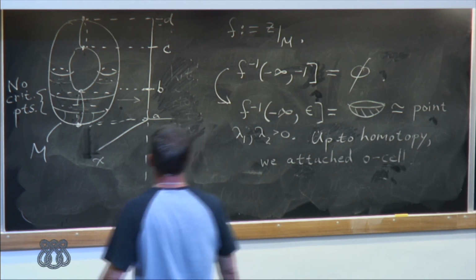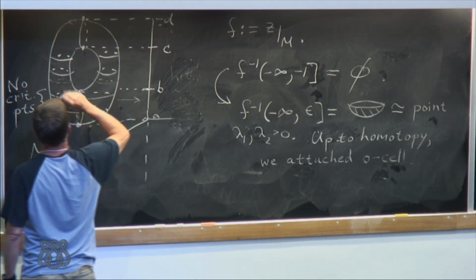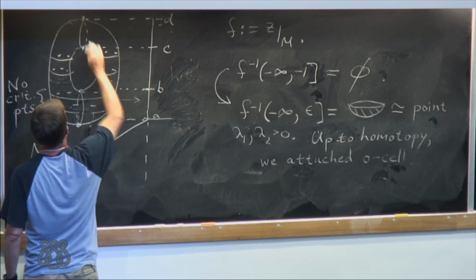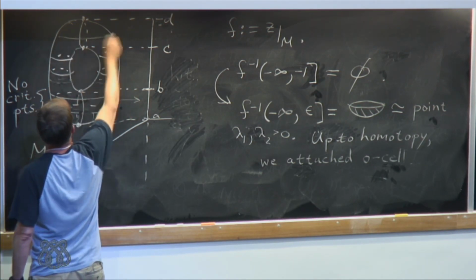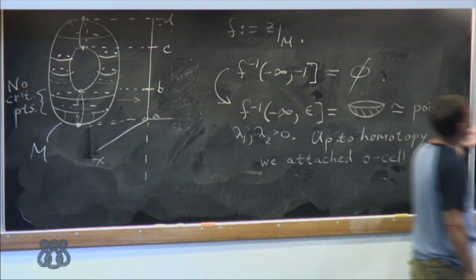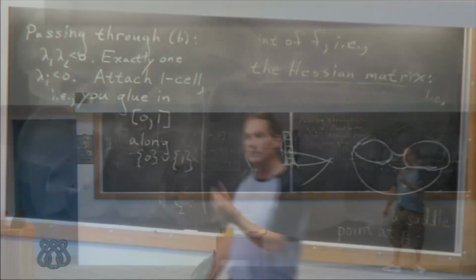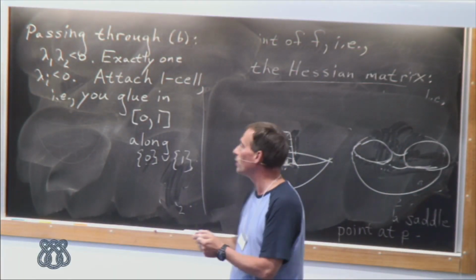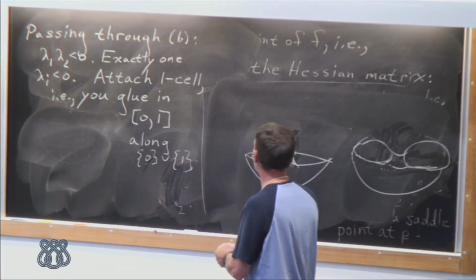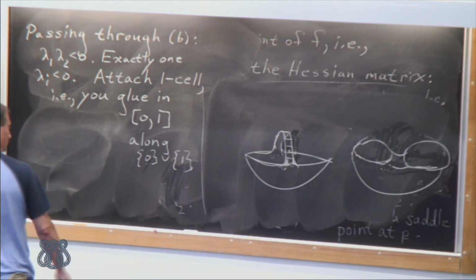So then what happens? Nothing, no critical points, nothing changes, cross-product structure in here. And then you hit this one. And what happens at C? You pass through another critical point. That's a saddle point for us, where exactly one of the eigenvalues is negative. And what happens? You glue in another 1 cell.